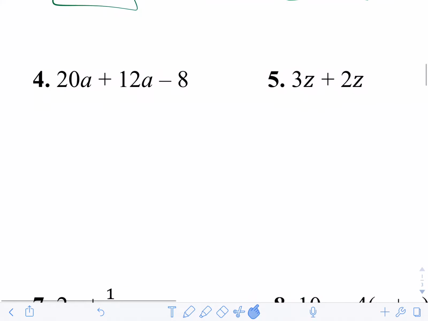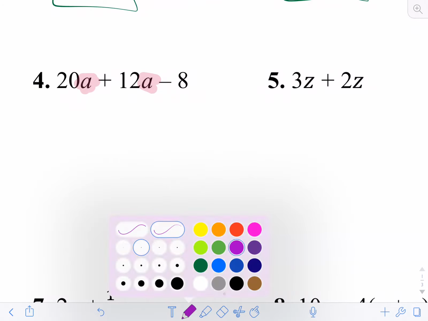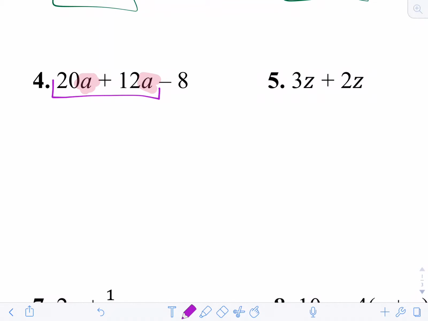All right, number 4. Okay, so I'm going to go ahead and highlight the variables that I see in my expression. So I have 20a, so there's a variable, plus 12a, so there's a variable, minus 8. All right, so what I'm going to do here is I know that I can combine these two because those have a variable with them. So what that means is I have 20 apples and I'm adding 12 apples to that 20, or you can just say 20a plus 12a. What does that give you?